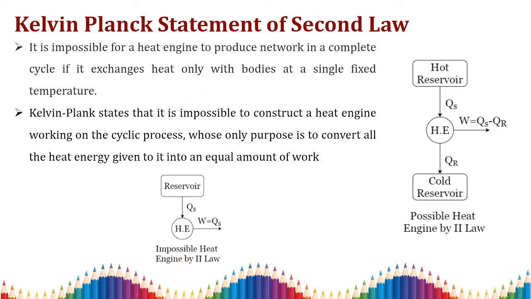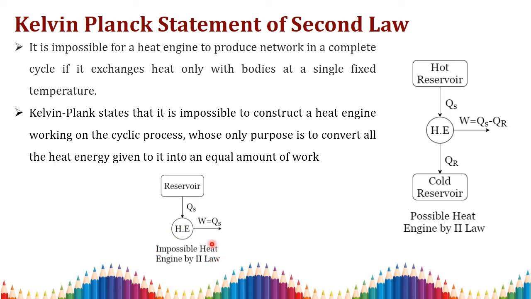The second law of thermodynamics is classified into two statements. The first one is the Kelvin-Planck statement and the second one is the Clausius statement. The Kelvin-Planck statement says that it is impossible to construct a heat engine working on a cyclic process whose only purpose is to convert all the heat energy into an equal amount of work. Whatever heat is supplied to the heat engine will not be converted entirely into work done. There will be some losses of heat.